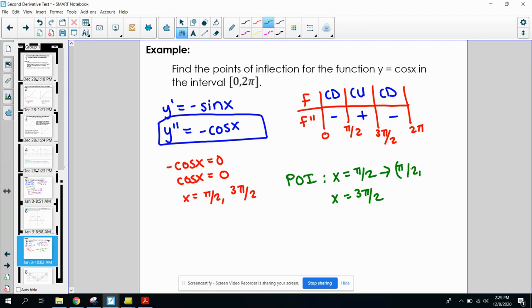And if I plug pi over 2 into my original function, right, cosine of pi over 2 is going to give me 0. And the cosine of 3 pi over 2 is going to give me 0. Okay, so my points of inflection are here.